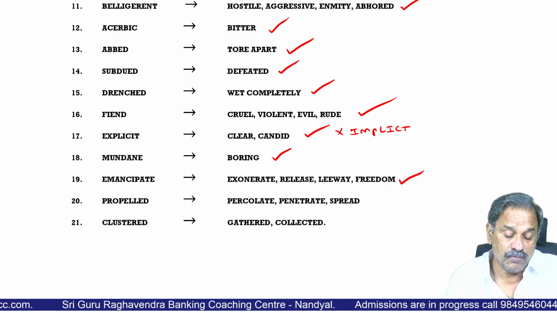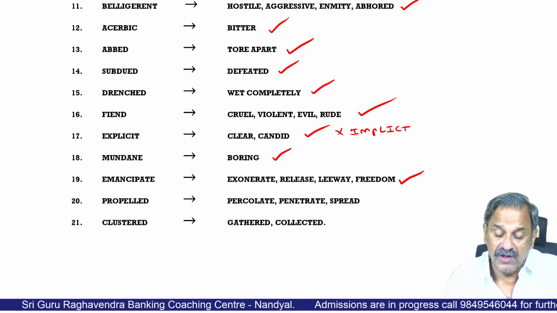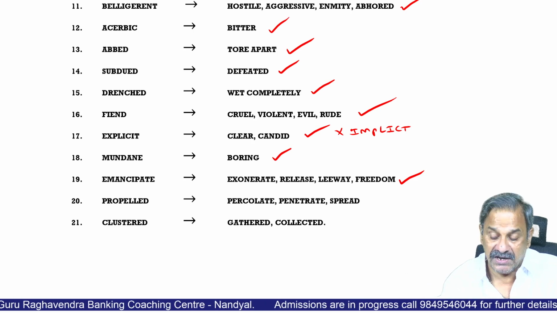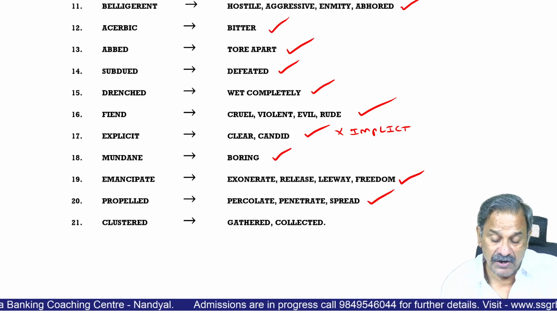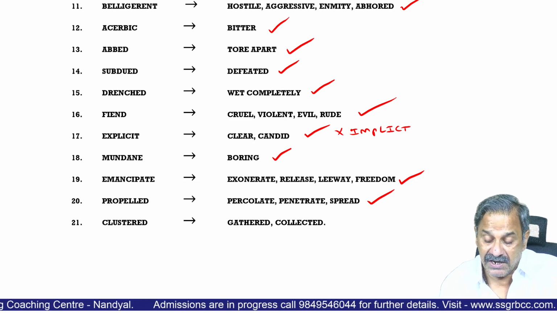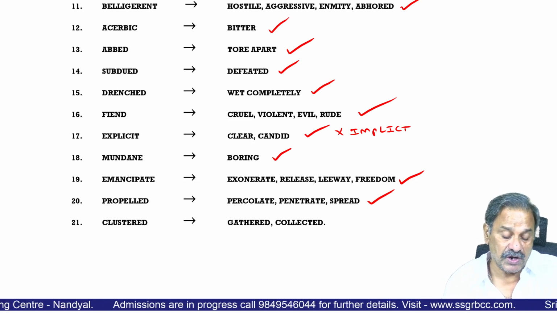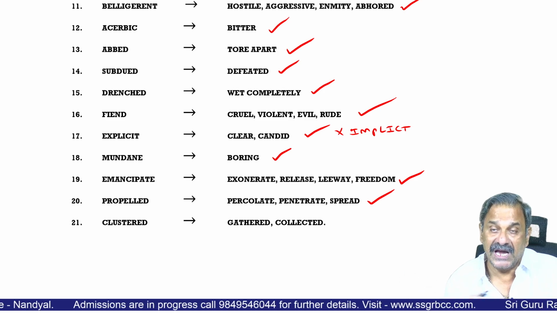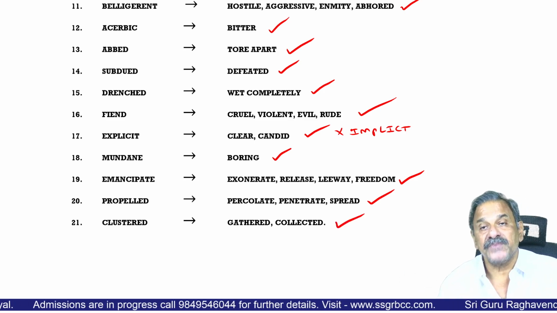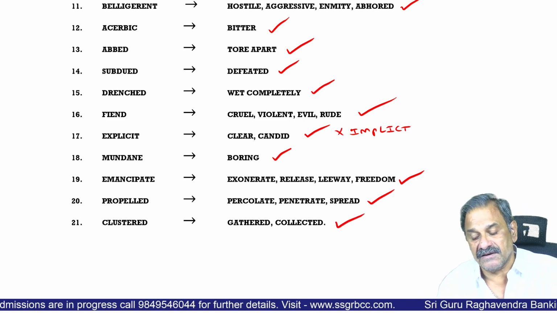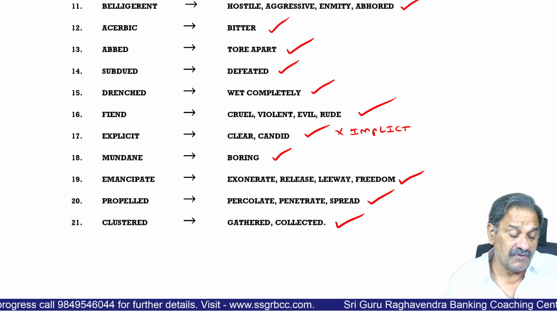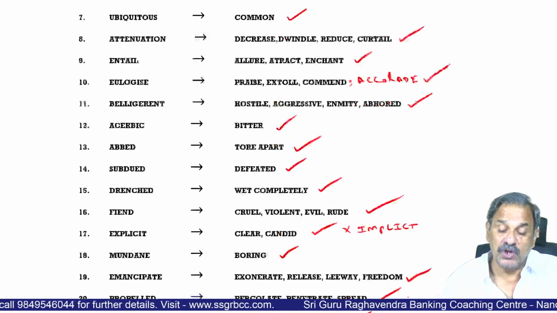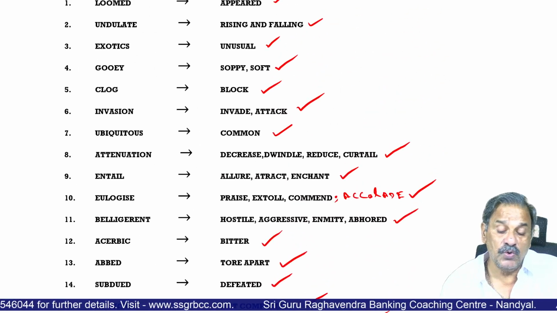Then propelled means percolate, penetrate, spread. వ్యాపించుట. Clustered means gathered, collected. So today I have given 21 words. Every day I used to give some words and I make you read.